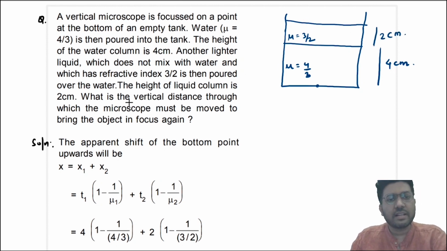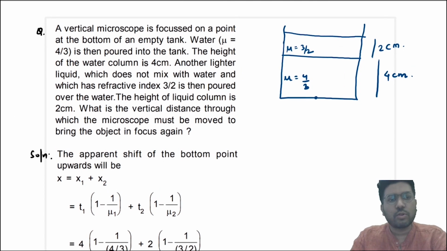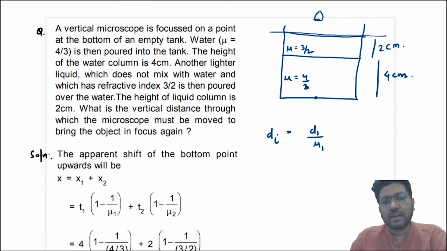Then what is the vertical distance through which the microscope must be moved so as to bring the object in focus again? So basically now the microscope is the observer and it will not see the object here, it will see the object at a shifted position. You know that di from the final interface is d1 by mu1 plus d2 by mu2. We have discussed this, right? So here d1 is 4 divided by 4 by 3 plus d2 is 2 divided by 3 by 2.